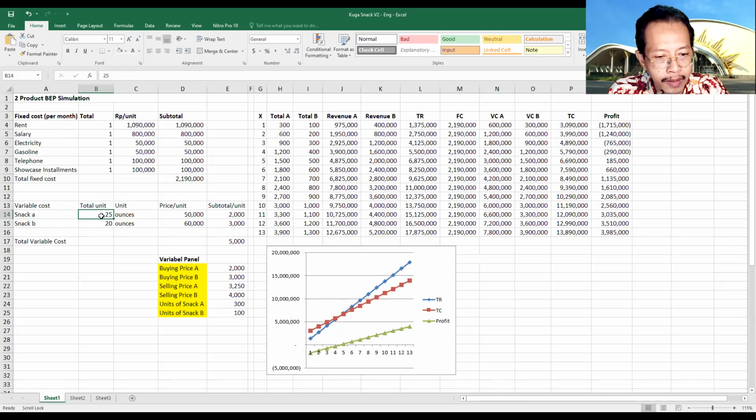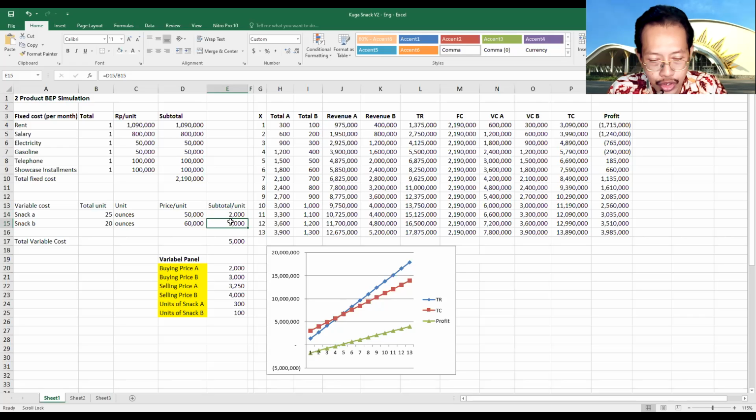This is how much, let's say you buy in bulk and then you make it into smaller amounts. So this means that the cost of snack A is 2,000, the cost of snack B is 3,000 rupiahs a batch. Total 5,000. So this is the buying price for A, for B, and then this is the selling price for A and B because there are two products. And then this is how much you would be selling. Okay, batches of 300 and batches of 100.